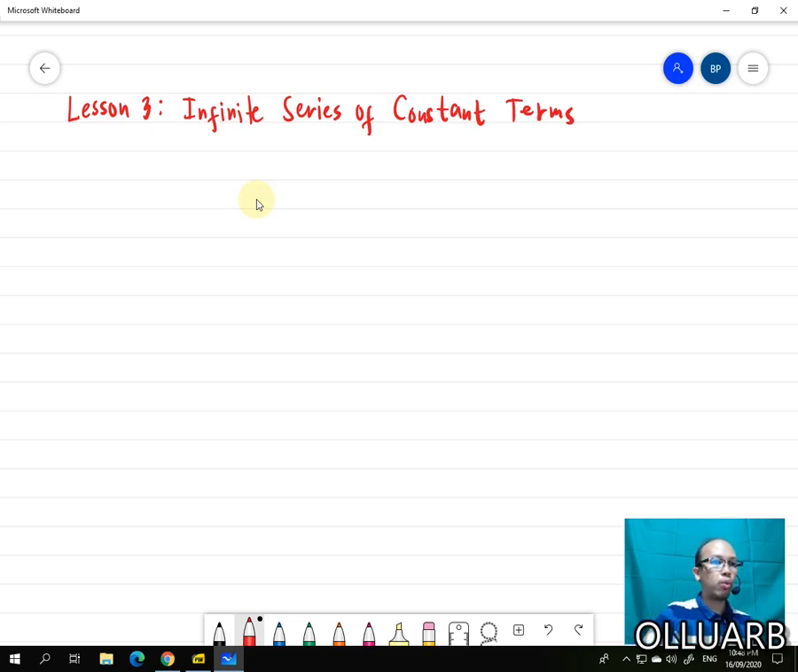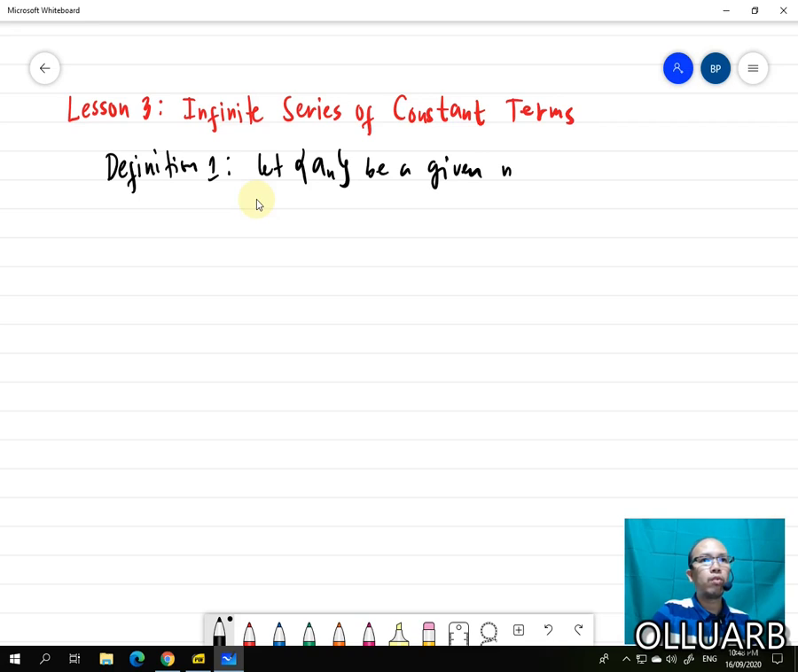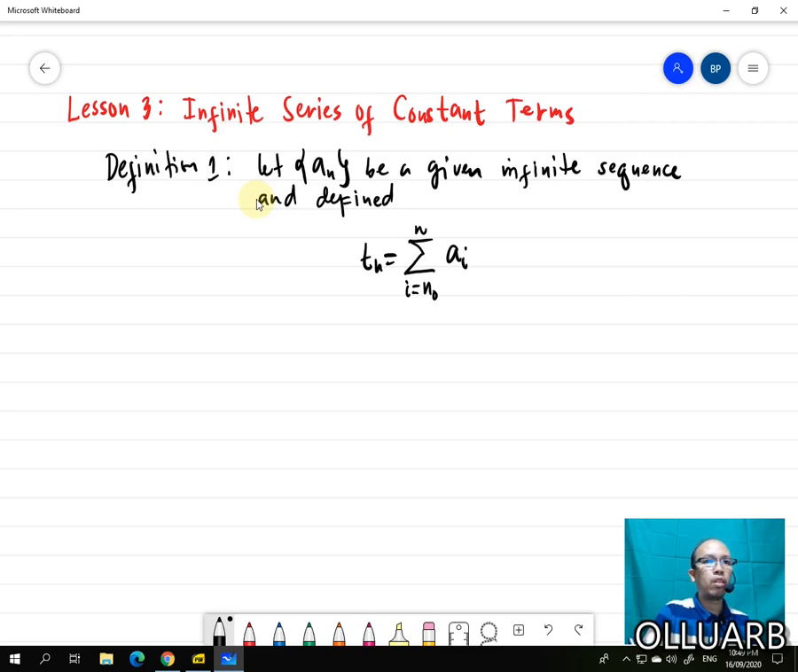This is Definition 1. Let a sub n be a given infinite sequence, and we define T sub n to be equal to the summation of the elements of the infinite sequence, a sub i, where i starts from n naught up to n.